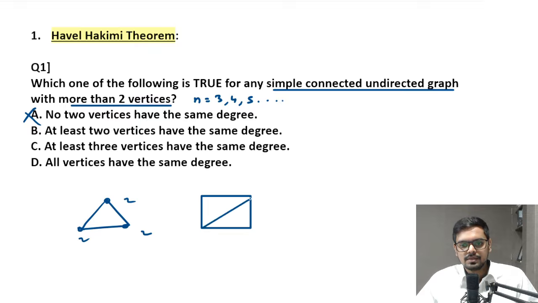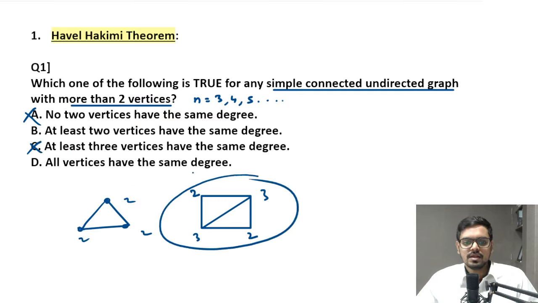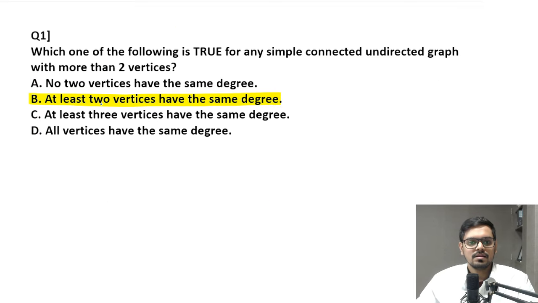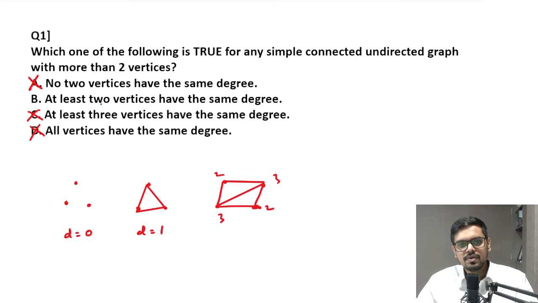What if I take this example? Degree 3, degree 2, degree 3, degree 2. At least 2 vertices have the same degree. Makes sense. At least 3 vertices have the same degree? No, we cannot find 3 vertices having the same degree here. All vertices have the same degree? Absolutely not. So option elimination says option B is correct, and that statement is nothing but the corollary of the Havel-Hakimi theorem.